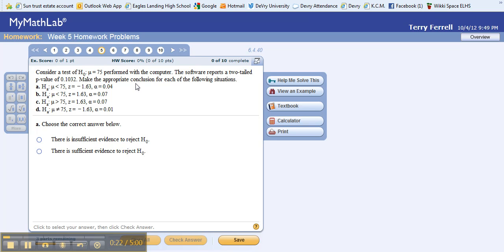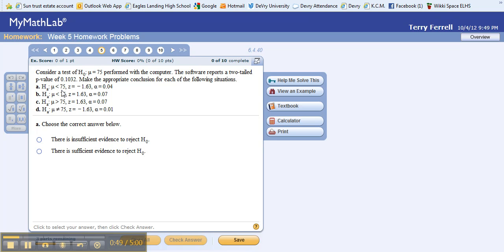What they really want us to do in this situation is to treat each one individually and just determine whether we're going to reject the null. If we reject the null, that means we have sufficient evidence to reject the null. And if we fail to reject the null, that means we have insufficient evidence to reject the null. Okay. First thing I want to do is look at part A.